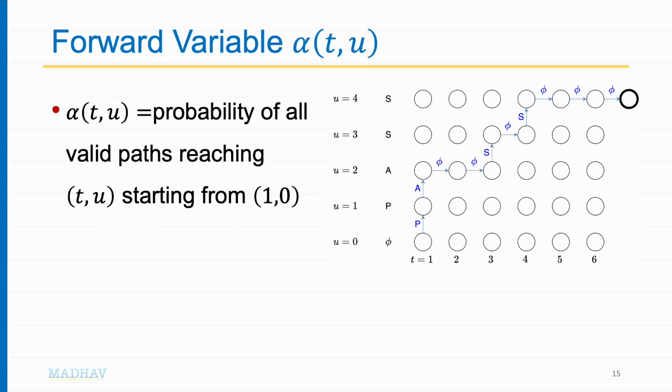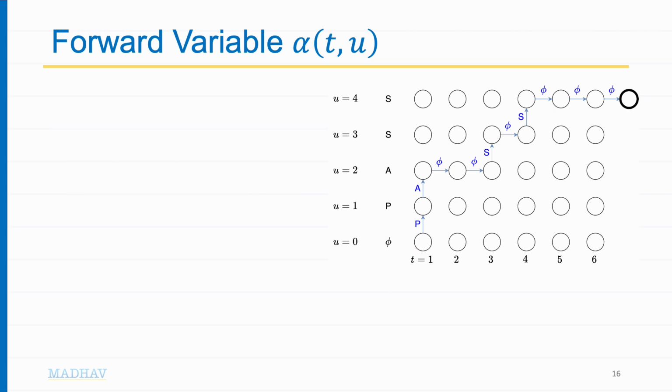Okay, then that's it. And then we defined some forward variables and backward variables. Why? For the purpose of differentiation, the same way we did in CTC. So how do we define the forward variable? It's basically alpha t comma u, the probability of all valid paths. When I say valid, it means they map back to y, the original y, whose probability you want to find, right? So all valid paths reaching the node t comma u, starting from 1 comma 0.